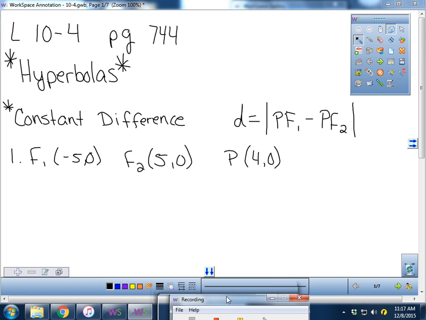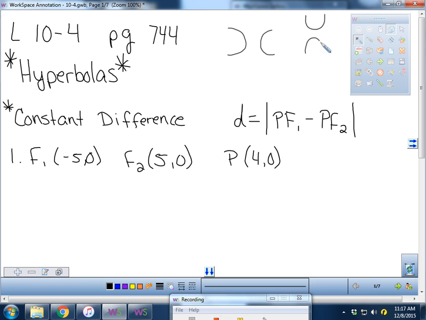Okay, so we're going to talk about hyperbolas. Hyperbolas are kind of like two parabolas with the round parts facing each other. I always say two parabolas with their butts facing each other, but you can think of it either way. They always face each other, so they can go horizontal or they can be vertical.